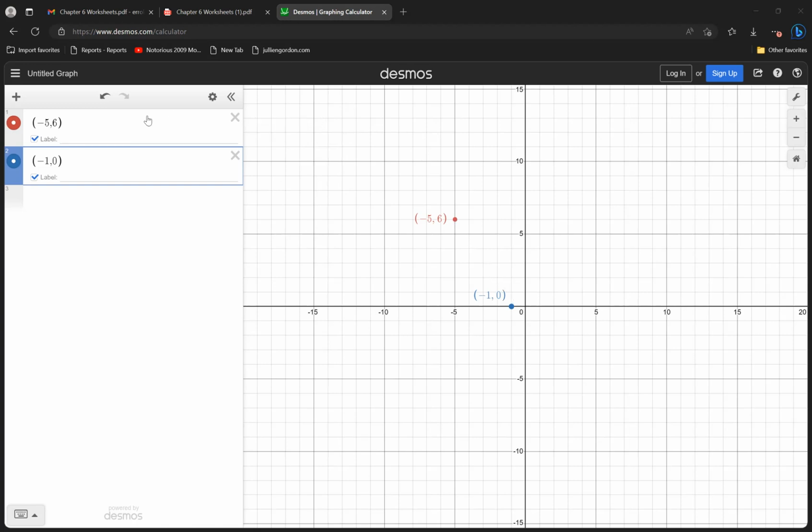What are the two coordinates? 0 and -3. And second point? -6, 0. Okay, just by looking at the 2 points, what kind of slope, positive or negative? Is it going down to the right or is it going up to the right? Down. So what sign would the slope be? Negative. Okay, so now let's prove it.